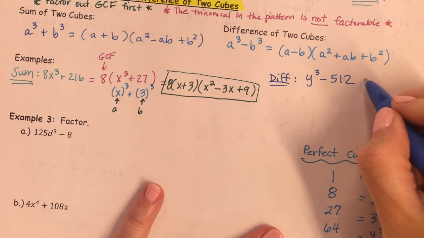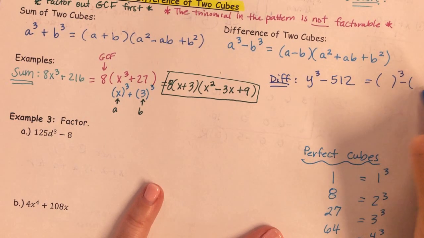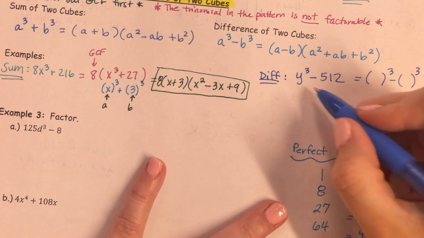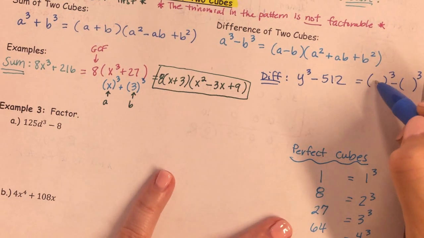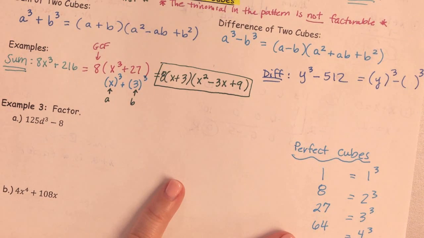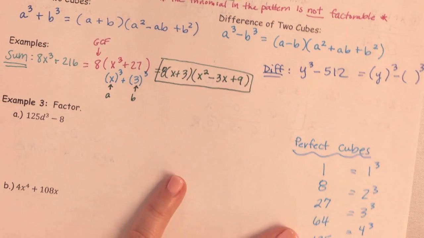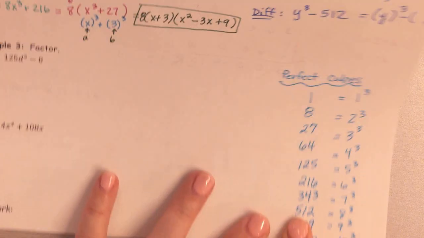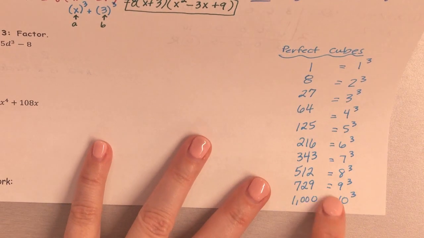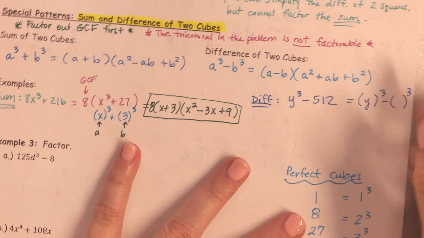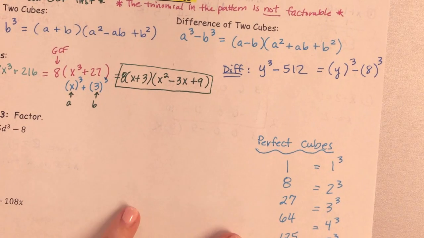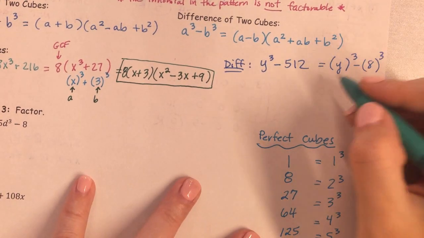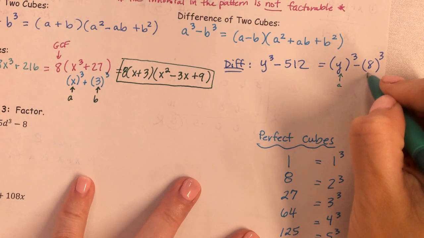Okay, so remember, we're going to think of that as a value cubed minus another value cubed. So if it's just y to the third, we're good. And then the 512, let's go to our list. So 512 is 8 cubed. So this is going to be 8 to the third. Okay, so we're going to put that into our pattern. So this is your A, and this is your B.